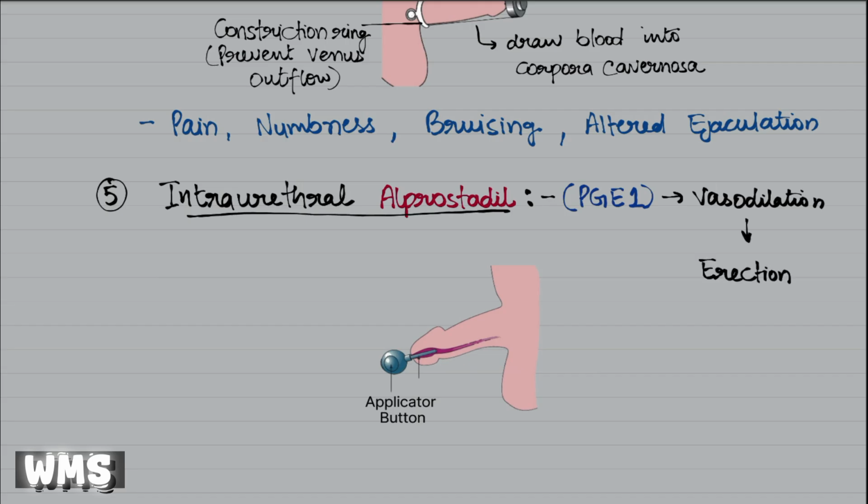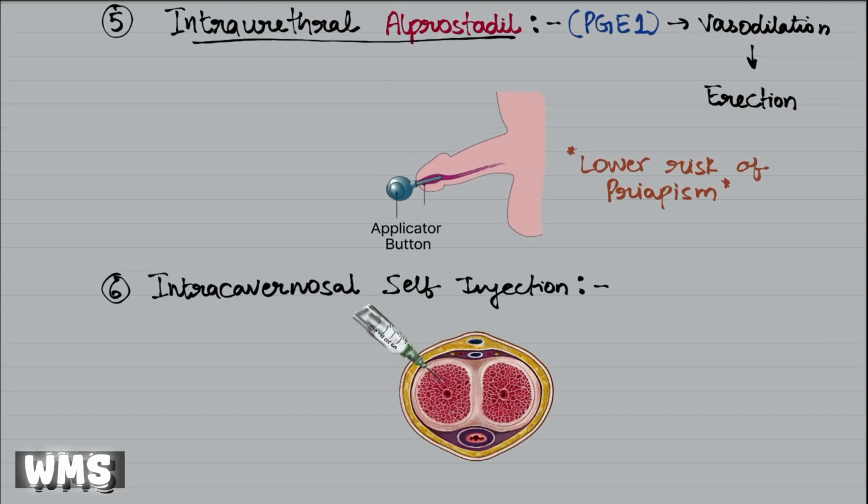Around 65% of patients respond in clinical settings, although the success rate at home is somewhat lower. One advantage is that it has a lower risk of priapism compared to intracavernosal injections. Intracavernosal self-injection involves injecting drugs like alprostadil directly into the corpora cavernosa, which produces erection by direct vasodilation. This method is quite effective, with success rates around 70 to 80%, but many patients discontinue it because it is invasive and uncomfortable.